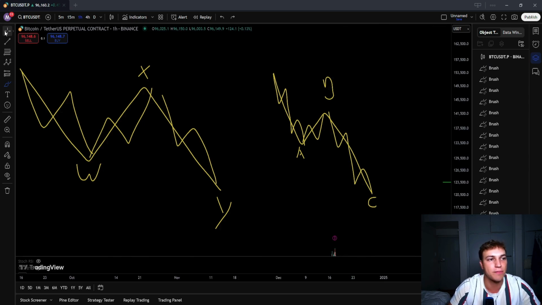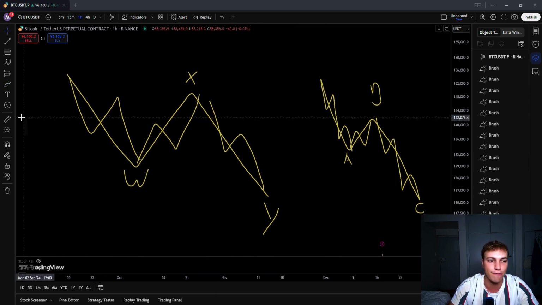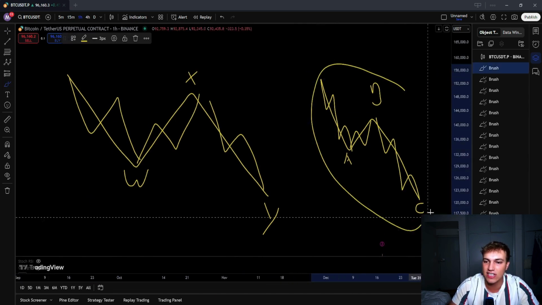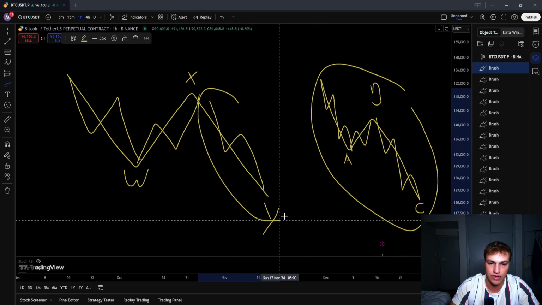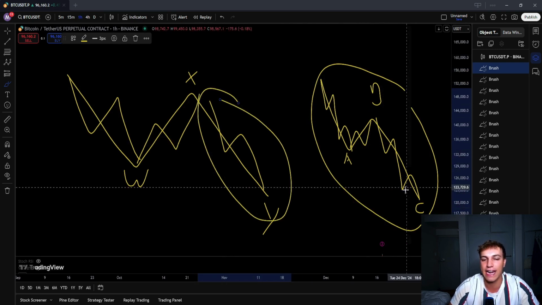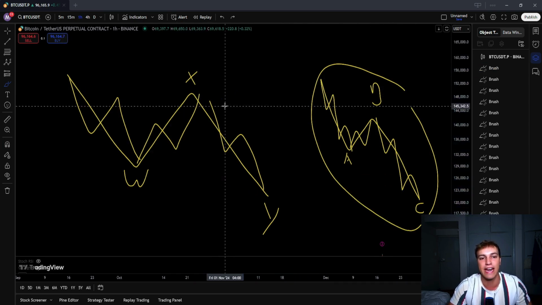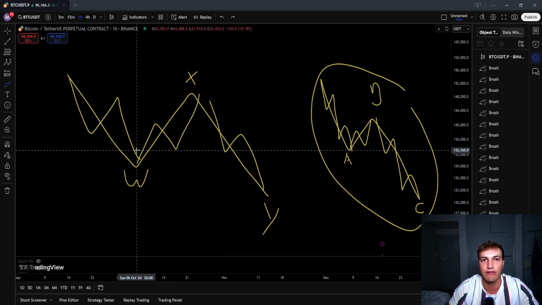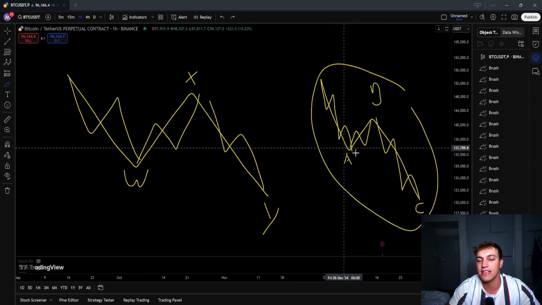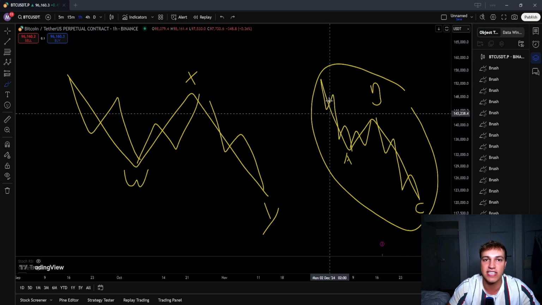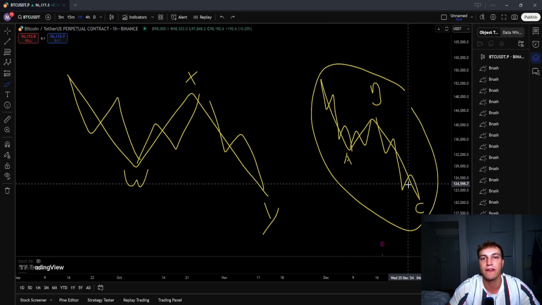So if ABCs make up WXYs, we are looking for these inside these, right? Inside the Y wave an ABC, inside the X wave an ABC, inside the W wave an ABC as well. But inside the ABC, a 5-3-5.